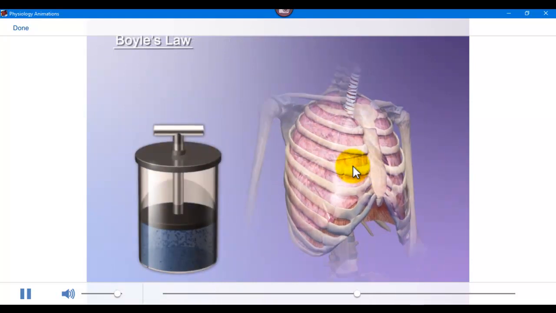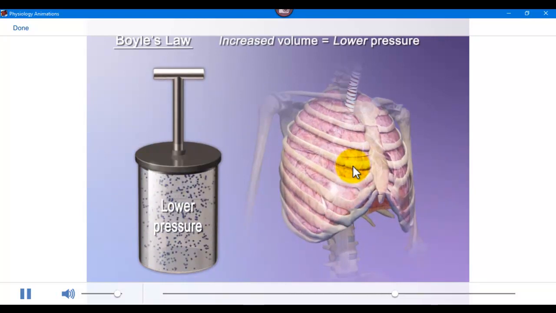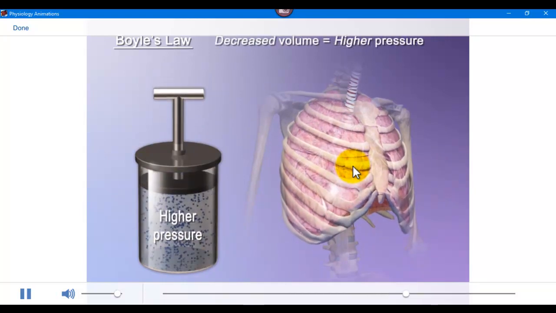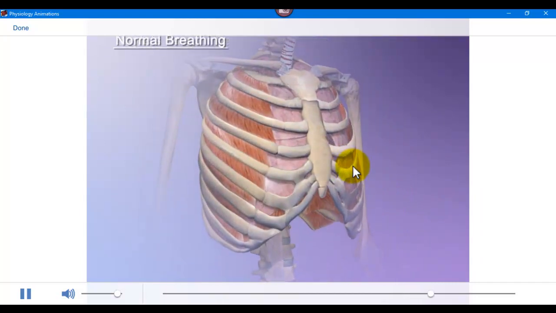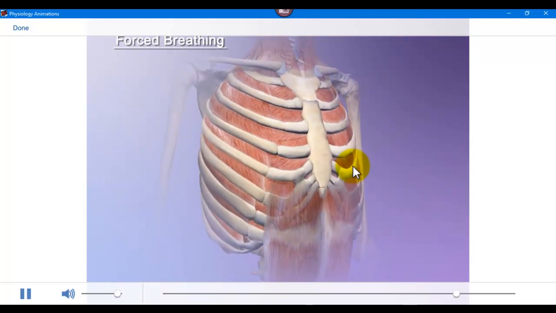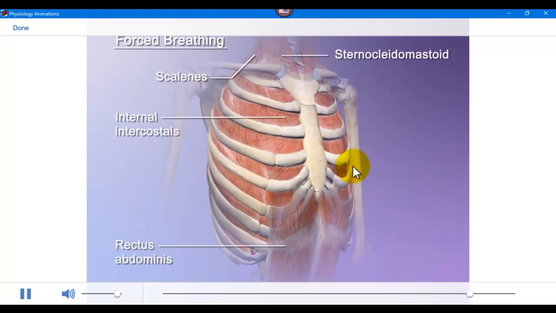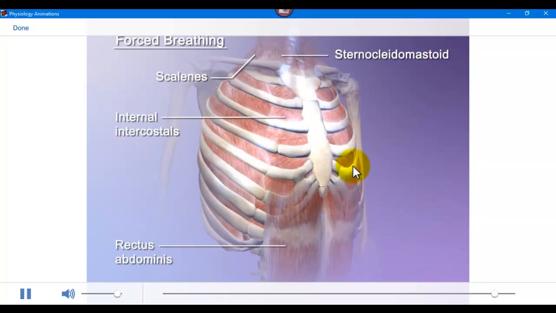Boyle's law explains this relationship between volume and air pressure. An increase in the volume of a container lowers the pressure of the air inside. A decrease in the volume raises pressure in the reduced space. The body's demand for more oxygen can change normal breathing to forced breathing. Additional muscles increase the changes in volume of the thoracic cavity so that more air can pass in and out more rapidly.